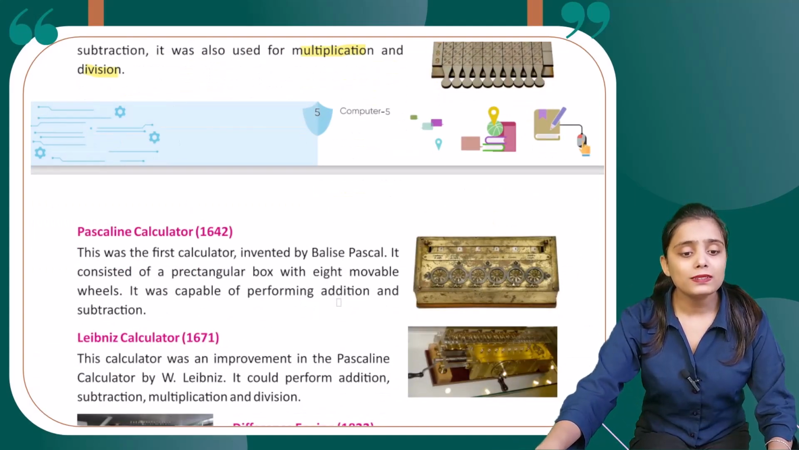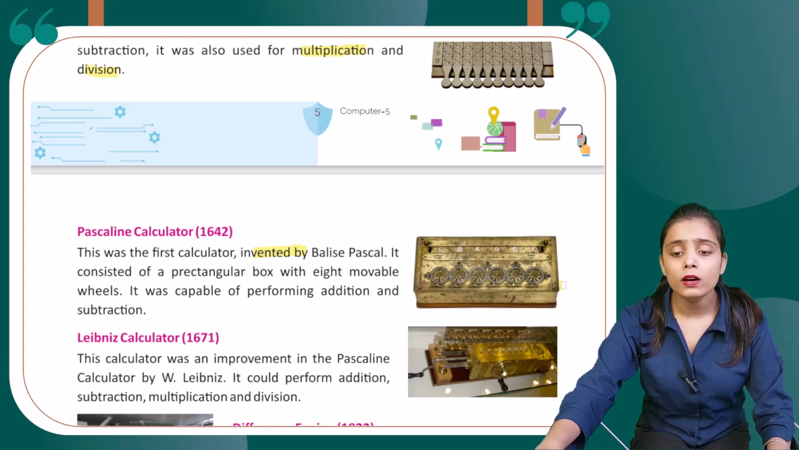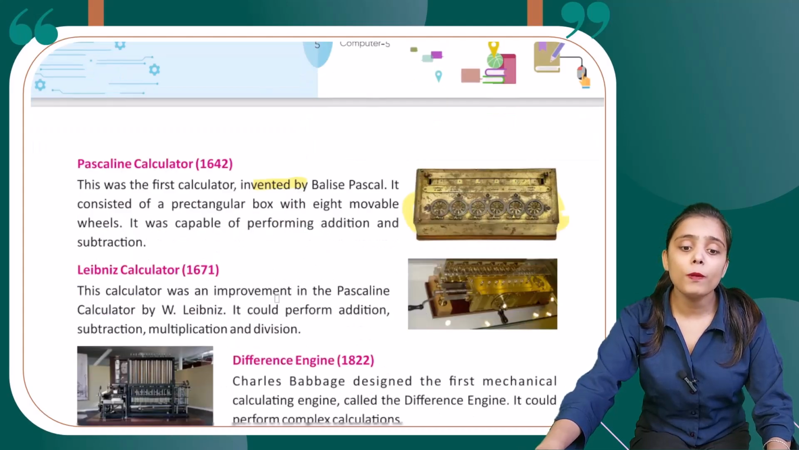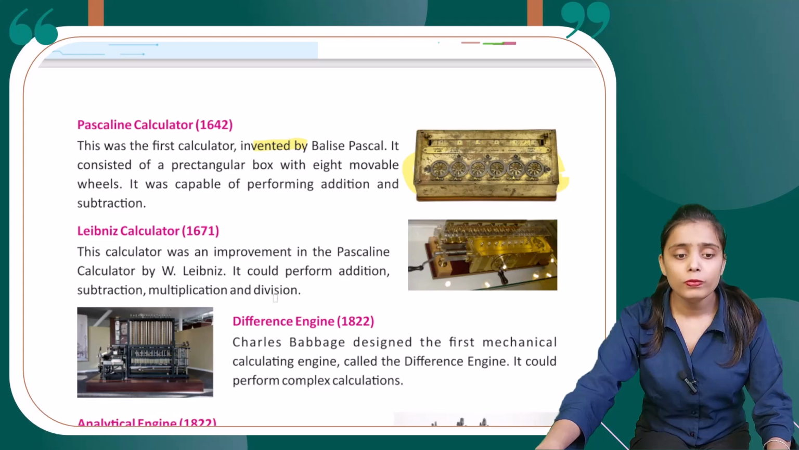Now, the Pascaline calculator, 1642, the time period when it was discovered. This was the first calculator, invented by Blaise Pascal. It consisted of a rectangular box with 8 movable wheels. Here you can see 8 movable wheels. It was capable of performing addition and subtraction.